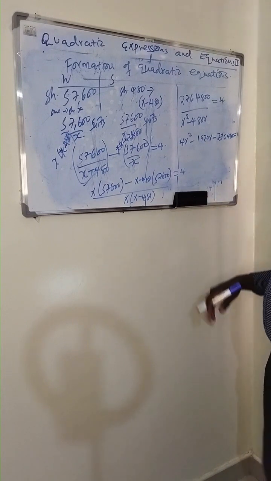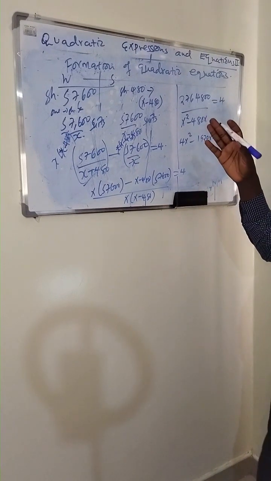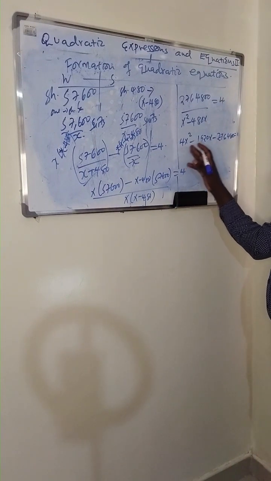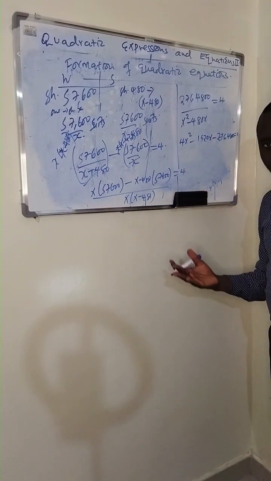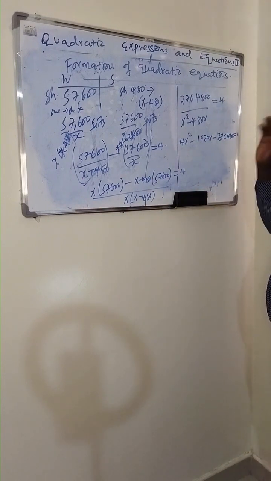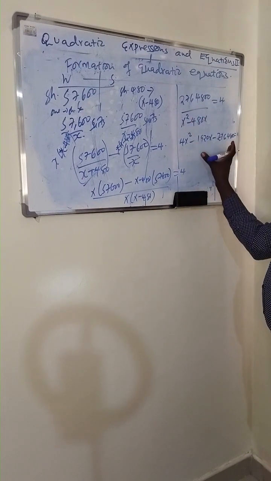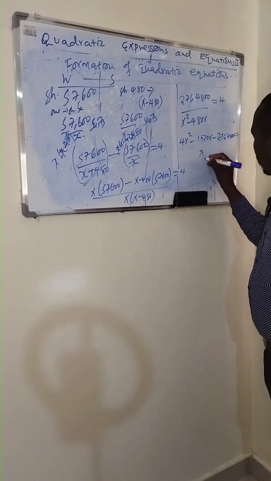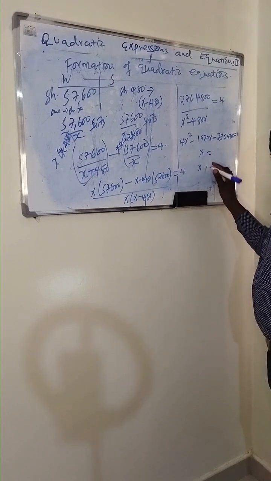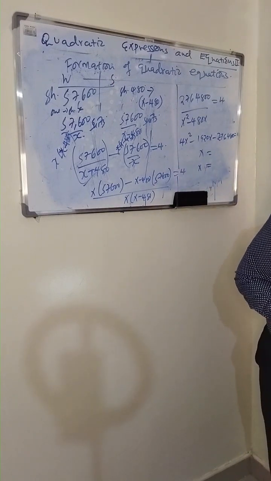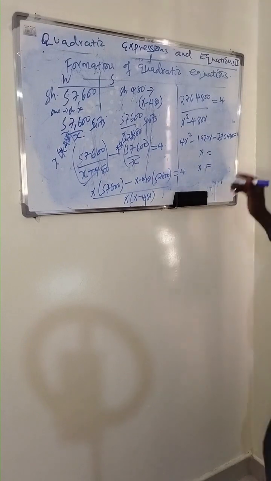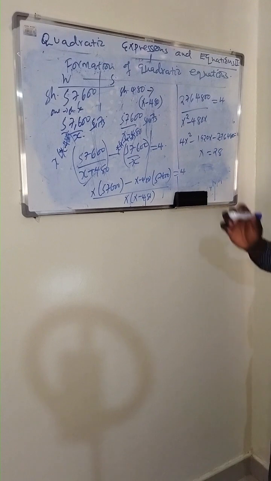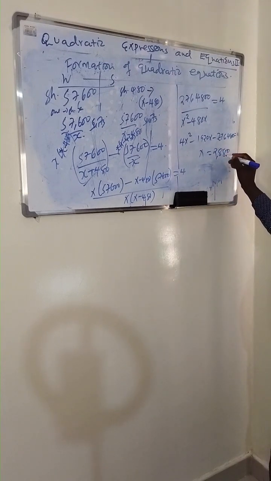So from there, you choose which formula you want to use. Completing the square, quadratic formula, factorization. But obviously, looking at these values, the most appropriate formula to use is the quadratic formula. You can choose to substitute as it is or divide all through by 4 first, then replace in the formula. So the values of x will be, the absolute value is 2,880 shillings.